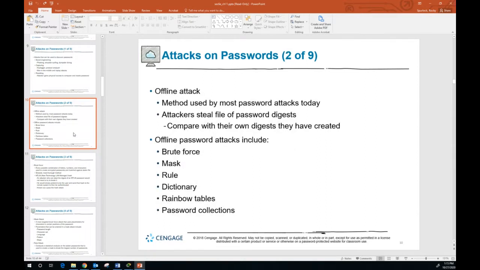We also have offline attacks. This is the method that most password attacks today are compromised with, where the attacker steals a file of password digests and compares them to their own digests they have created. The offline attacks include a brute force attack, a mask attack, a rule attack, dictionary, rainbow tables, and password collections.